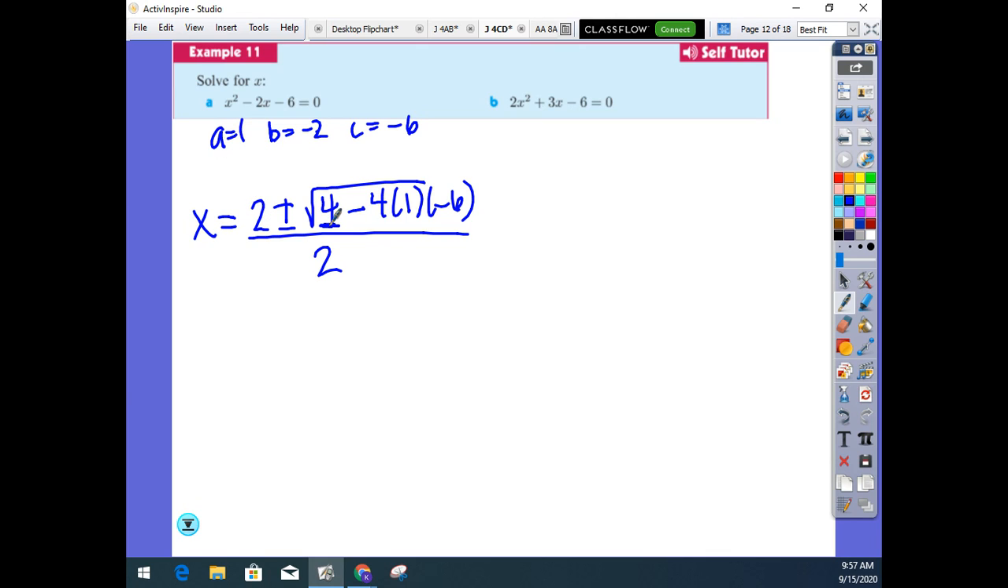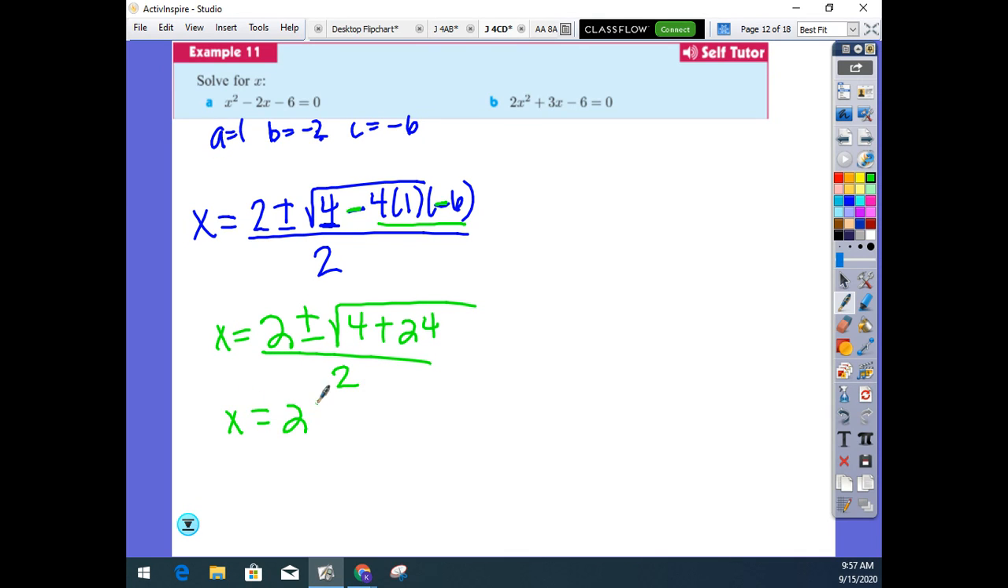b squared, do in your head. -2 squared is 4. 2 times 1 is just 2. Now, a couple of places for mistakes. First of all, if I'm subtracting and this is a negative, that's going to cancel. That'll just be a plus now. So it's 4 plus. Always multiply this first. 4 times 1 times 6, 24. Combine like terms.